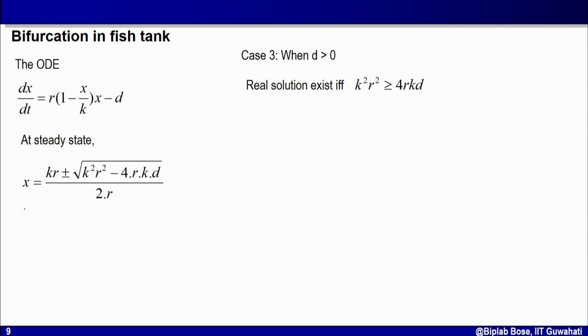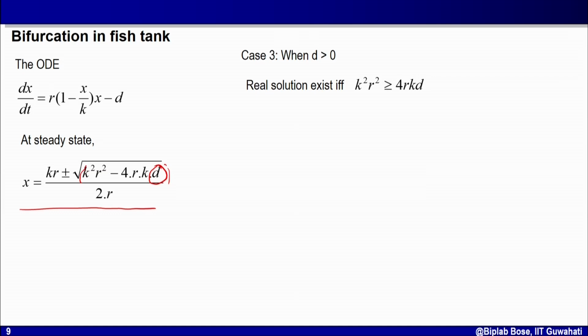Look into the solution for x. This is the quadratic solution that we have got. If d is greater than 0, then we may have trouble. I have k square r square minus 4 r kd in the square root.